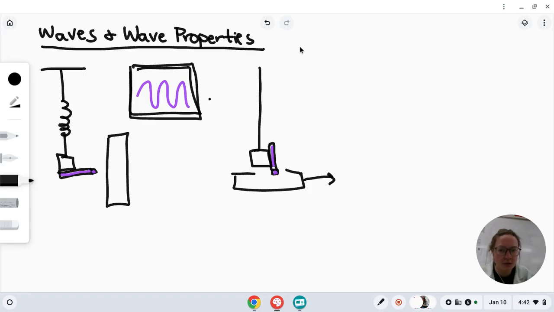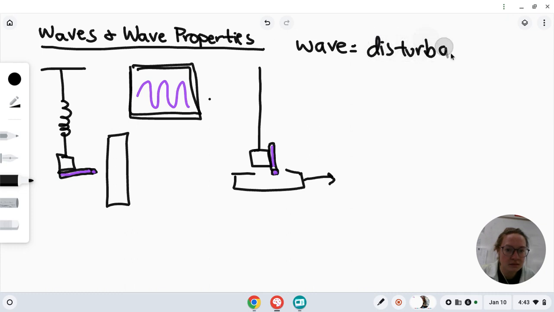Now, before we talk about waves, we should probably get a nice definition of a wave. A wave, I like to say, is a disturbance in matter that transfers energy.